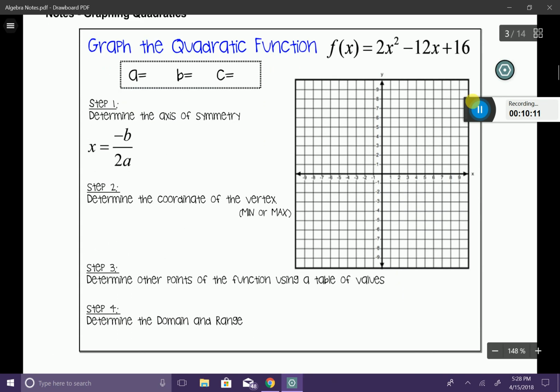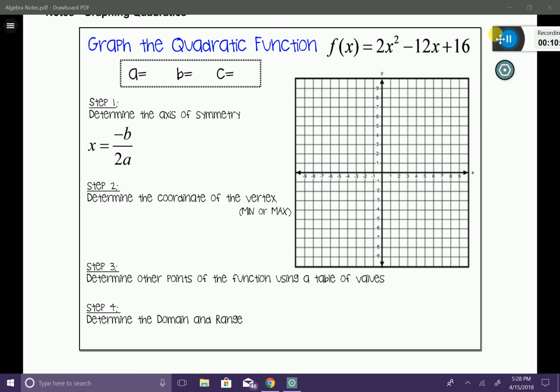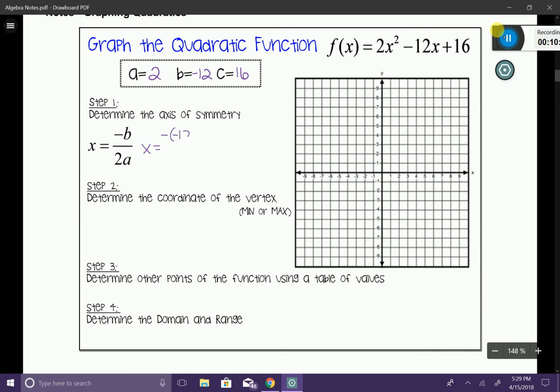Alrighty. So in this next one, you can see that we have a coefficient of 2 as our a this time, which is a little bit different than the last one. So let's go ahead and find our a, b, and c. We just said that a is 2, b is negative 12, and c is 16. Let's go ahead and find our axis of symmetry first. x is equal to negative b, so that's negative 12, divided by 2 times our a, which is 2. It's usually pretty simple math, so let's go ahead and calculate it.